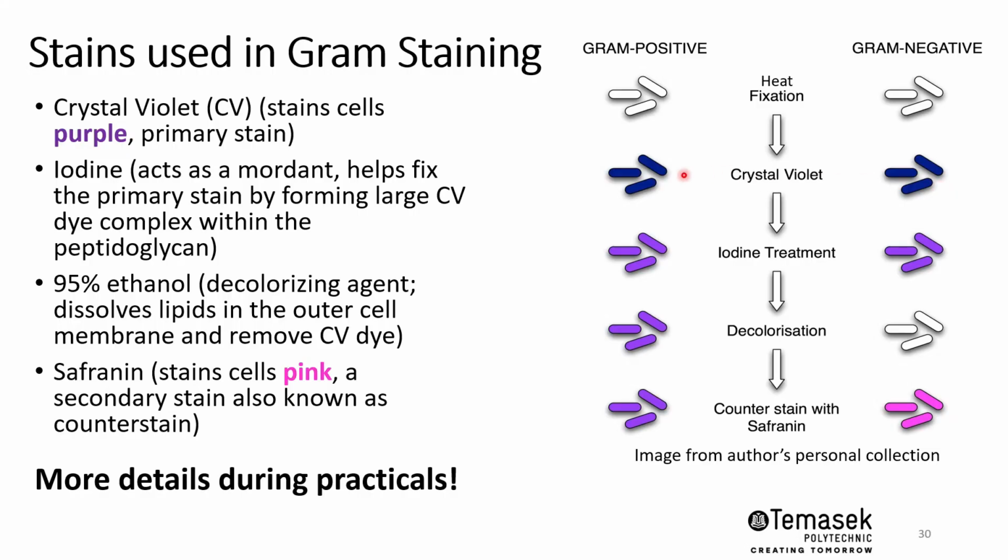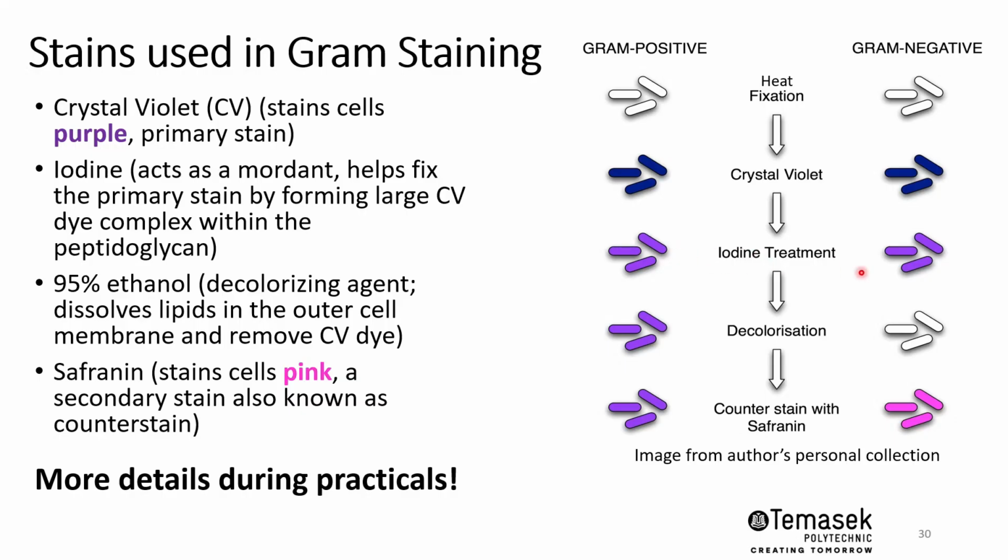After washing it off with water, we'll apply iodine. Iodine acts as a mordant. It helps to fix the primary stain, the crystal violet, by forming a crystal violet dye complex within the peptidoglycan. At this stage, both cells will still appear purple.